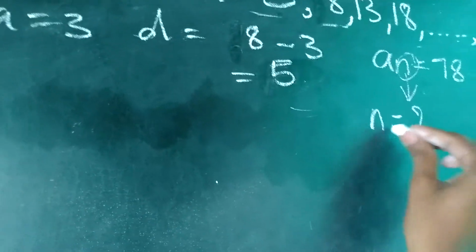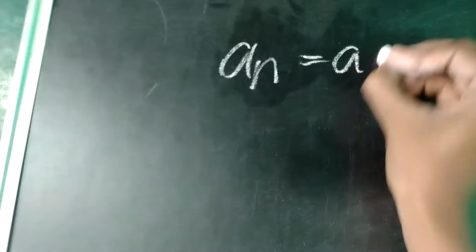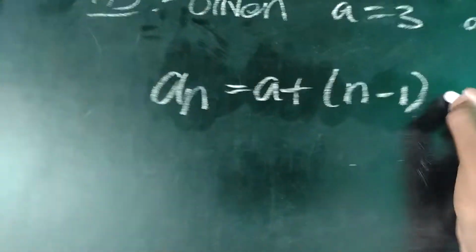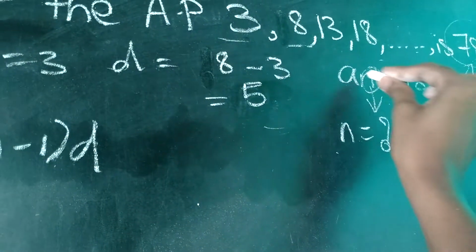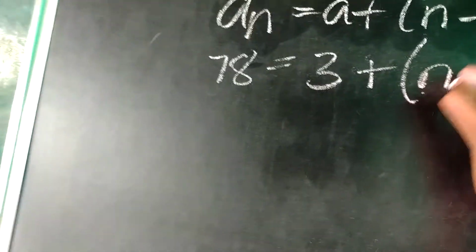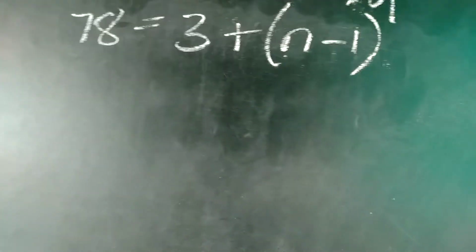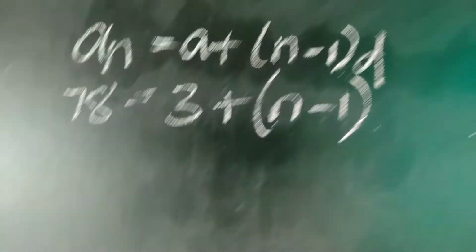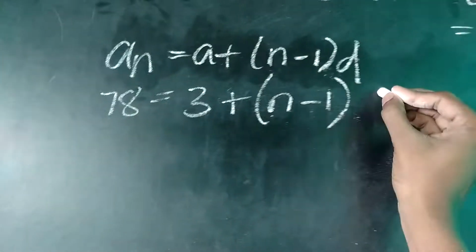So we need to find which is that n. So make use of the formula a_n equals a plus (n minus 1) into d. We are going to consider the nth term of an AP to be 78. a is 3. n we don't know, so let us write n as it is. d we are going to take as 5.